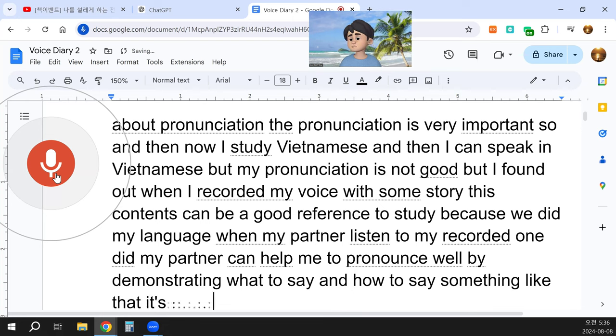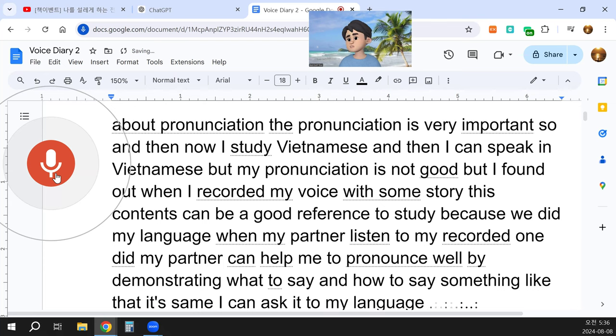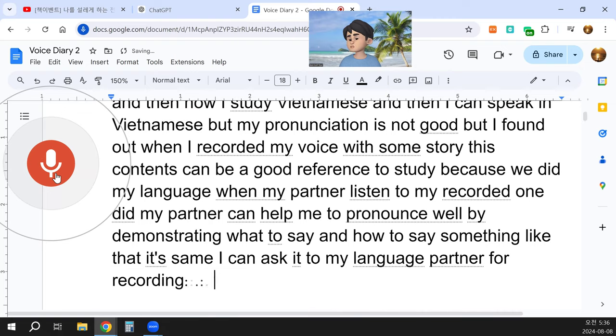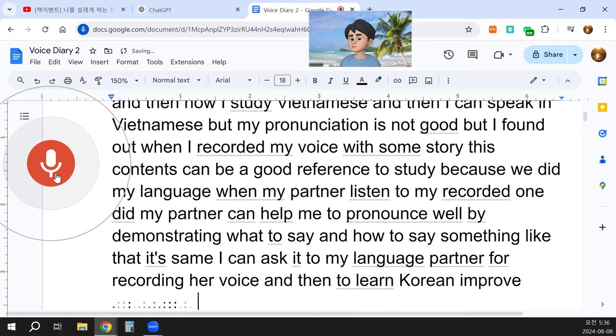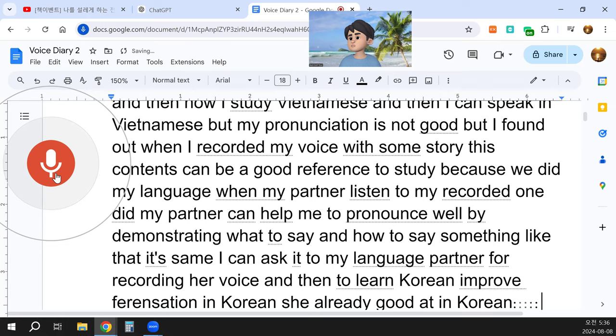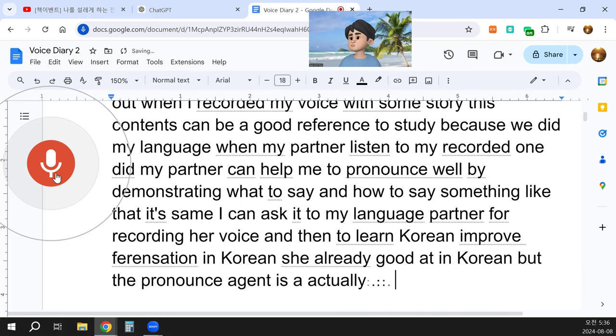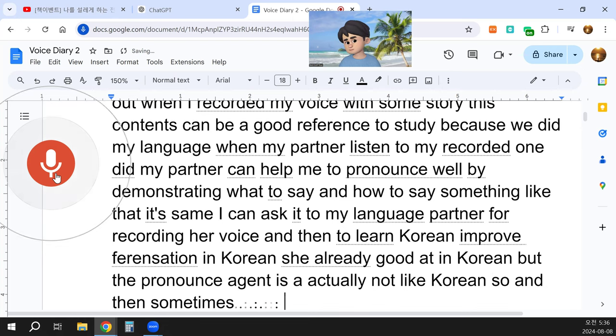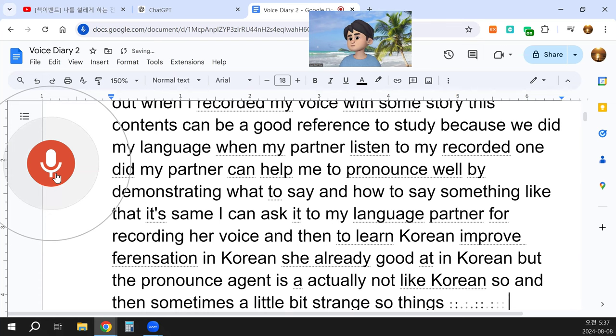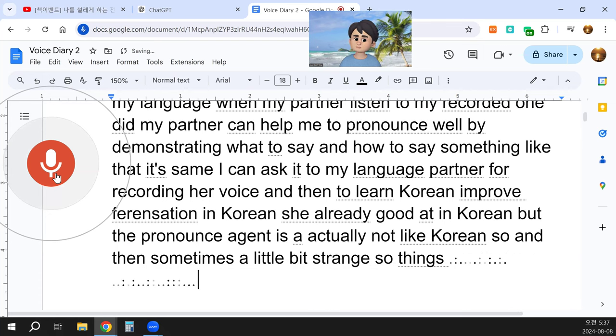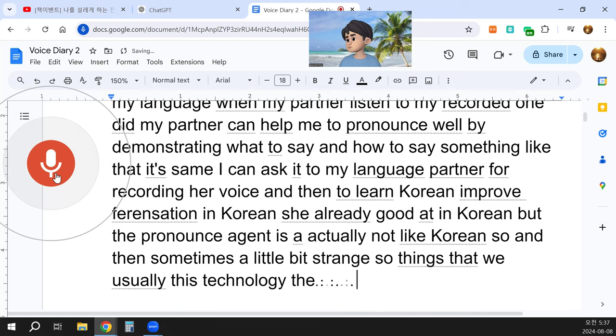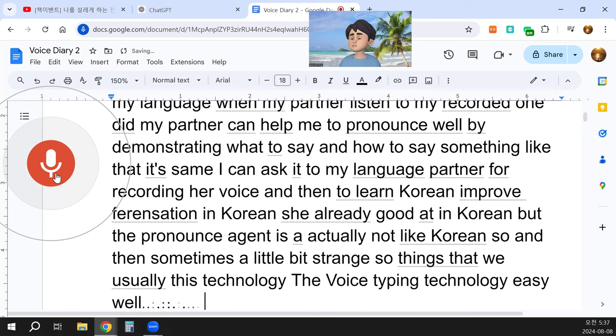It's the same the other way around. I can ask my language partner to record her voice to learn Korean and improve pronunciation in Korean. She is already good at Korean, but her pronunciation is not quite like Korean, and sometimes a little bit strange. So we use this technology: voice typing technology is well developed on computers nowadays.